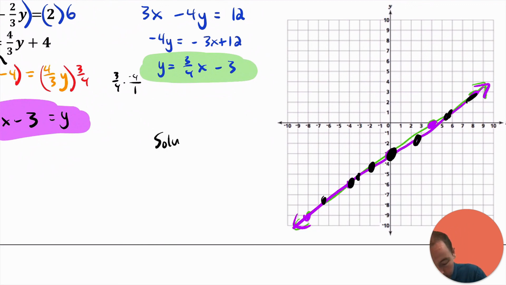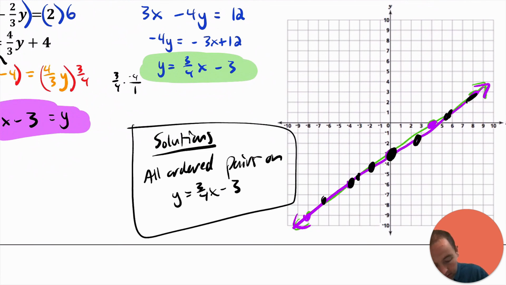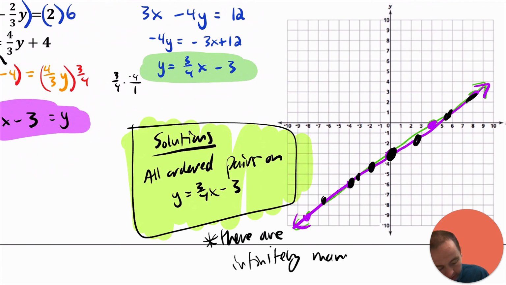So the solutions really are going to be all of the ordered pairs on the line, I guess, y equals 3/4 x minus 3. Those are going to be the solutions to the system since you have the same line. So those are the solutions, and then I'll just make note that yes, there are infinitely many solutions, but again, what I'm writing just right there is just specifying the number of solutions, not actually giving what the solutions are themselves.